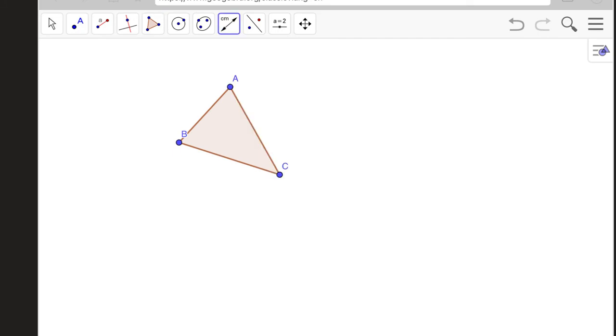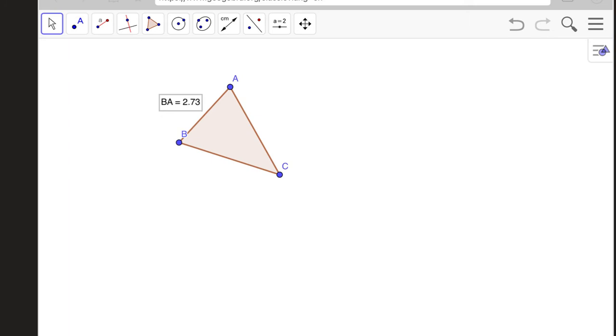Click on that. I want the distance between B and A, so you hit B and A. And there's my distance for B and A. Hit the arrow right there to move it out so it's nice and easy to see.